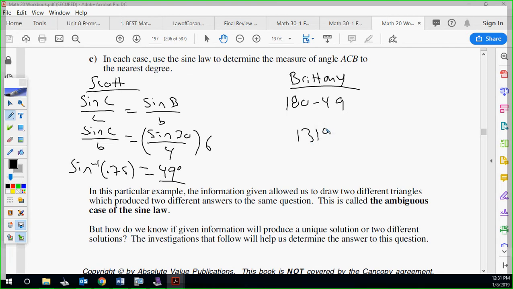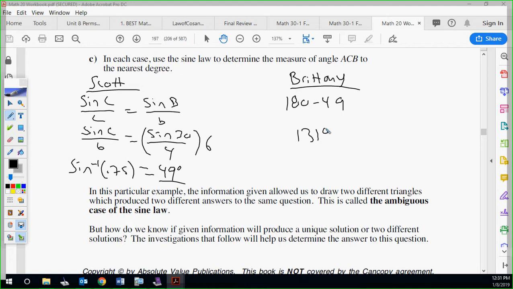This is where you guys have to pay attention a little bit, because she does identical work. Her calculator is going to say 49. So you need to be aware of, okay, that's definitely not 49, so it must be the other side, the obtuse angle from 49. So in this particular example, the information given allowed us to draw two different triangles which produce two different answers to the same question. This is called the ambiguous case of the sine law.